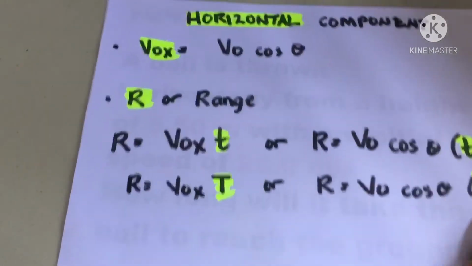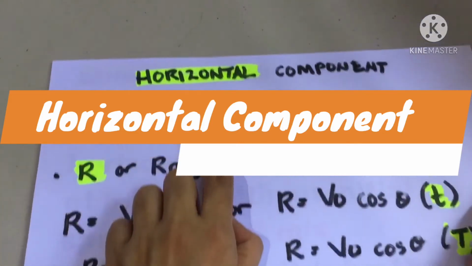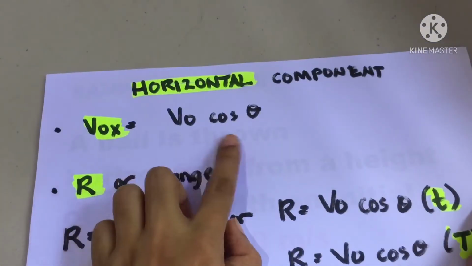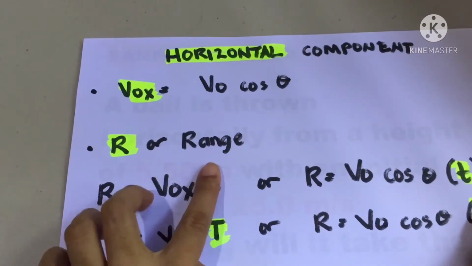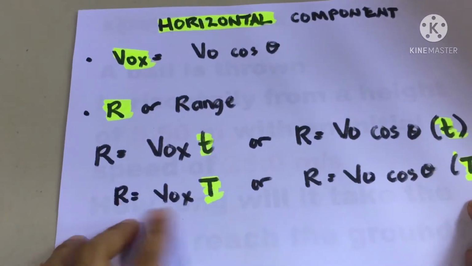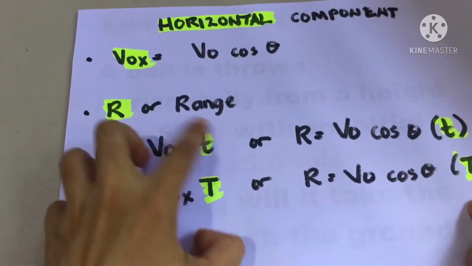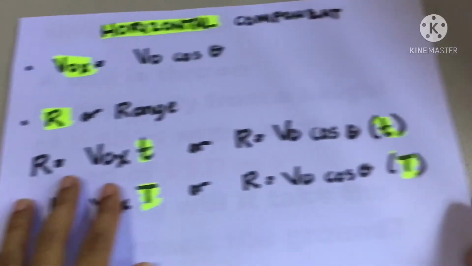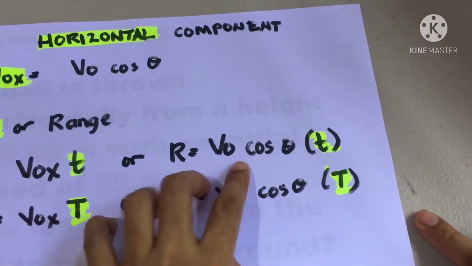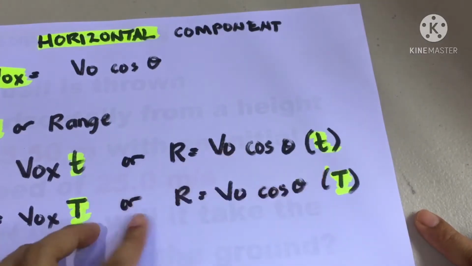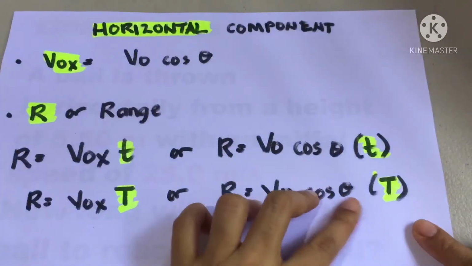Okay? Now, how about our horizontal component? For the horizontal, most of the time, what we use here is the cosine. So, VO cosine theta. For the R, we have the range. Why range? It is because it is the maximum horizontal distance. So we can use this formula to find range: R is equal to Vox capital T, or Vox small t, depending on what the problem asks. And they are the same: R is equal to VO cosine theta multiplied by the small time, and range is equal to VO cosine theta multiplied by capital T or total time.